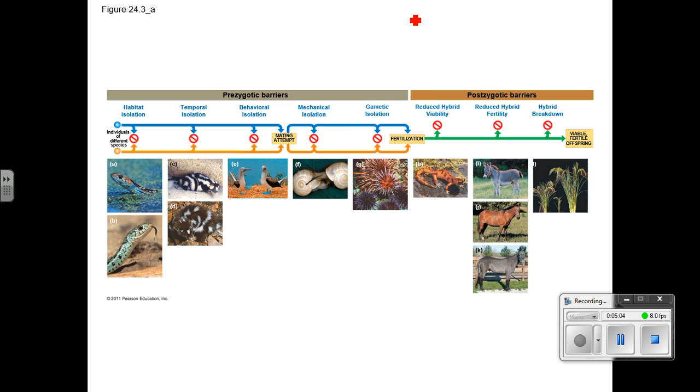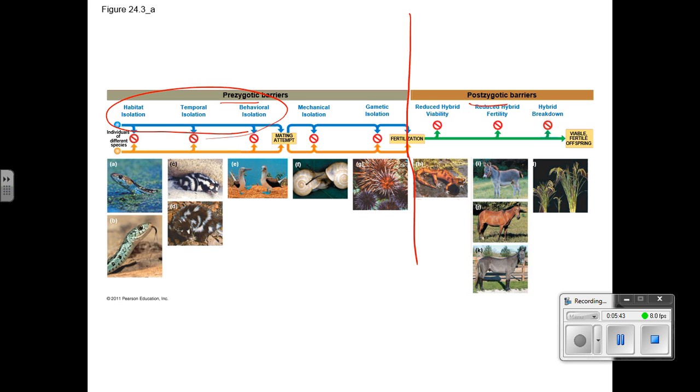So here's kind of the separation between pre-zygotic and post-zygotic. Remember, a zygote is a fertilized egg. So all the way over here, what can happen is these things will prevent mating in general. For example, if they're isolated in their habitat, land versus water, they're not going to make contact with each other. Temporal might have something to do with when they come out, maybe at night or day, something like that. They're not going to come in contact with each other. And behavioral isolation, I kind of talked about this a little bit with the beaks and finches.